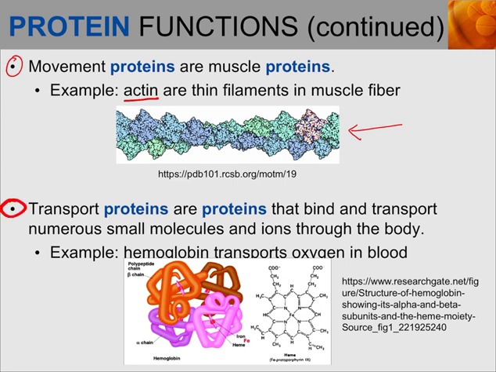Transport proteins are proteins that bind and transport small molecules and ions throughout the body. So one example is hemoglobin, which is shown down below. And this will transport oxygen in the blood. And we'll talk a little bit more about hemoglobin later on. Hemoglobin is actually made up of 4 different pieces. So you can see those 4 different pieces there. And we'll talk more about that structure later as well.